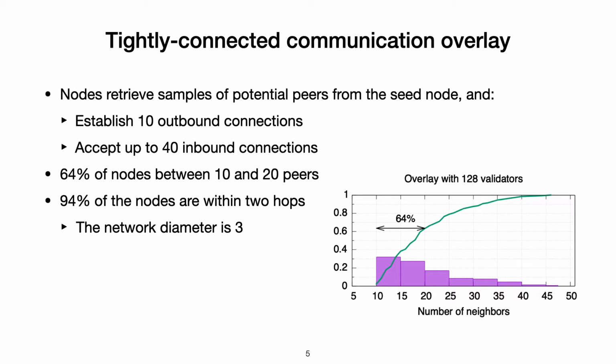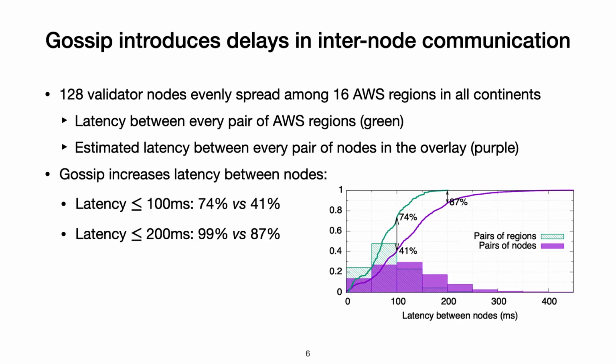So they established 10 connections and accepted up to 10 connections. Some nodes accept many more connections, resulting in 30 or even 40 neighbors, but they are not the majority. Due to the high number of connections established, we can affirm that the generated network overlay is tightly connected. This is attested by the fact that 90% of the nodes are within 2 hops of each other. The remaining 6% are 3 hops from each other, which is the network's diameter.